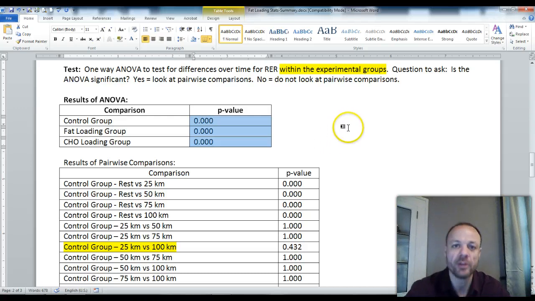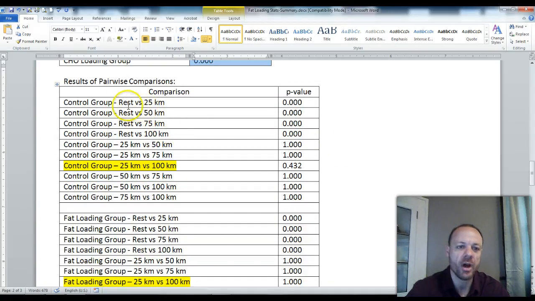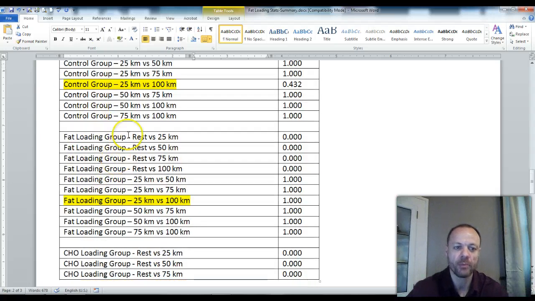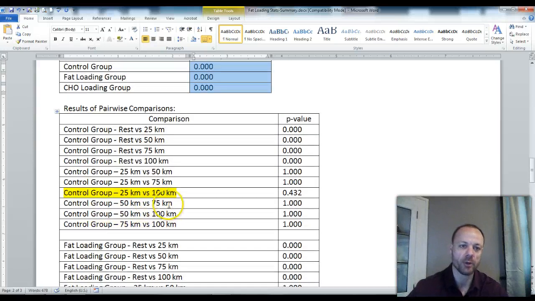But I'm going to really simplify your life once again, because what I'm really interested in is not any of these values. I just want to know from the first exercise measurement, which was at 25 kilometers for RER, is the RER at 25 kilometers different from the RER at 100 kilometers? For the control group, for the fat loading group, and for the carbohydrate loading group.